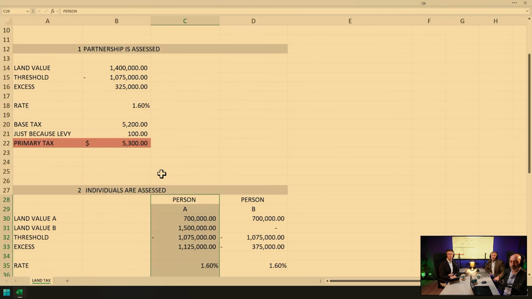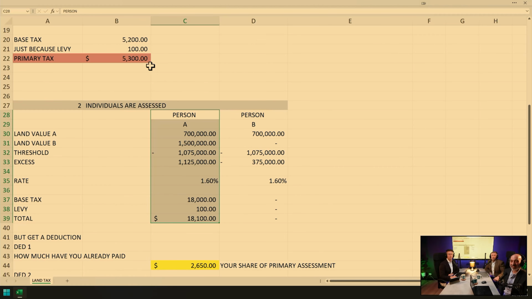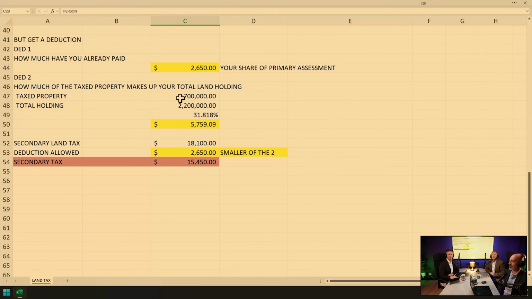you'd think it could be as simple as, hey, do I just take half of that? And no, they haven't made it quite that simple. It can be, but it might not be. So if you scroll down, there's actually two ways that they'll work out how much of a discount you get. They work out your deduction, and there's two ways to do the deduction. Number one, the easy one, how much have you already paid, which is half of the primary assessment, and that $2,600 is half of the $5,000 number.